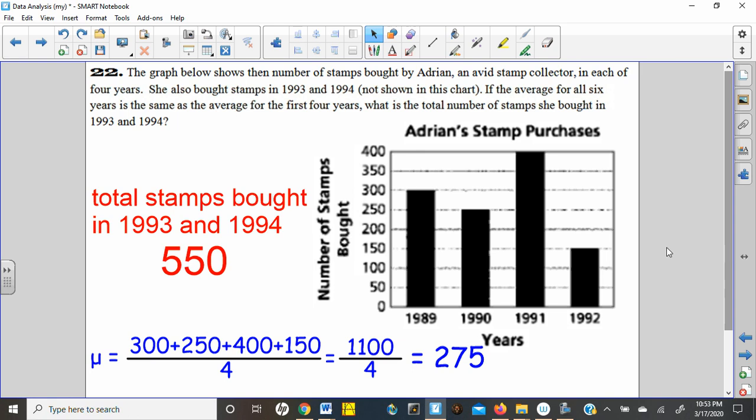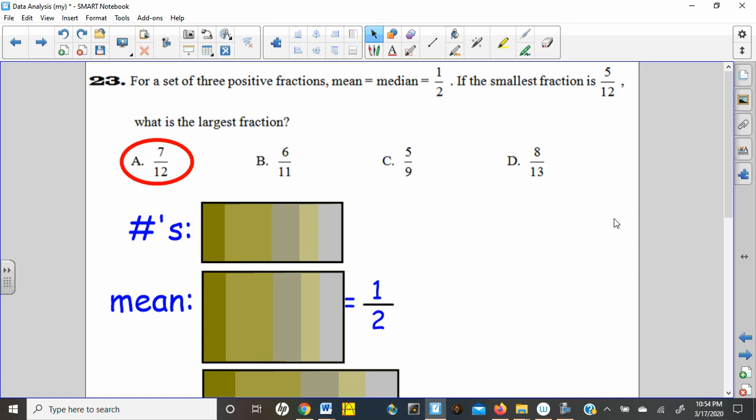Well, they'd have to still be buying 275 a year. So that doesn't mean that you have to buy 275 each of those years, but the sum would have to be 550, which is 275 times 2 to maintain that average. So this one, for all the wordage, was actually a pretty straightforward problem.